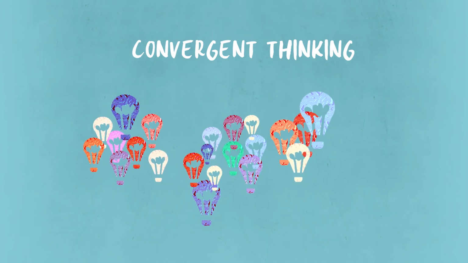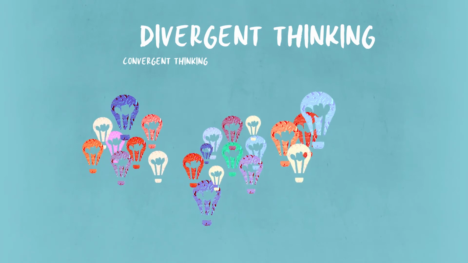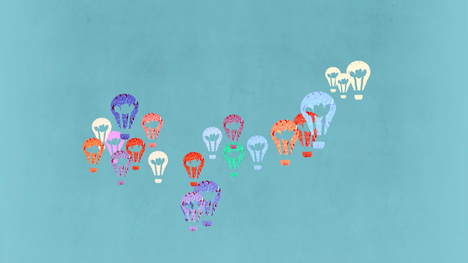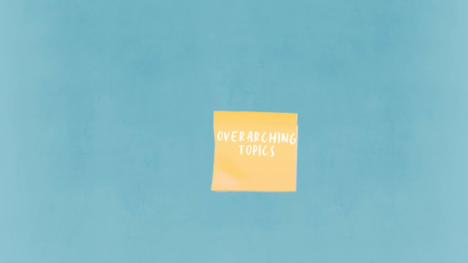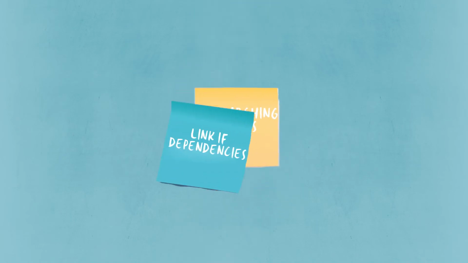It's basically the cognitive opposite of the divergent thinking that you followed in the last step. First, focus on similarities and themes. Cluster those ideas together. This is where sticky notes are a very good idea. You can reorganize them, grouping similar ones together and formulating overarching topics. You can link them if there are dependencies.